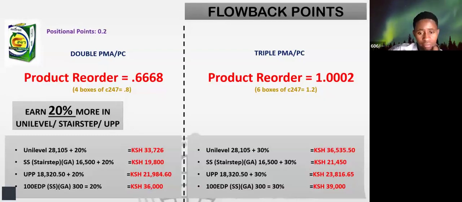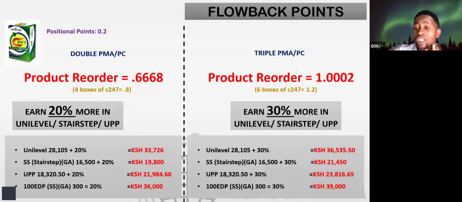Let's assume you're a global ambassador and you're supposed to earn, let's say, 16,500 in Stairstep, and you do double PMA. You're not going to get just 16,500, you're going to get an additional amount, so it is going to be 19,800. So double and triple PMA can help you earn more money every 15th day of the month. You earn 30% more by triple PMA, and 20% more by double PMA.